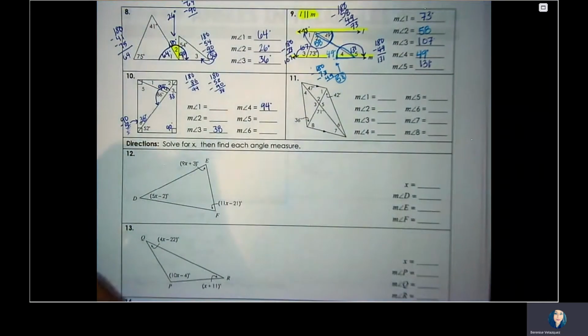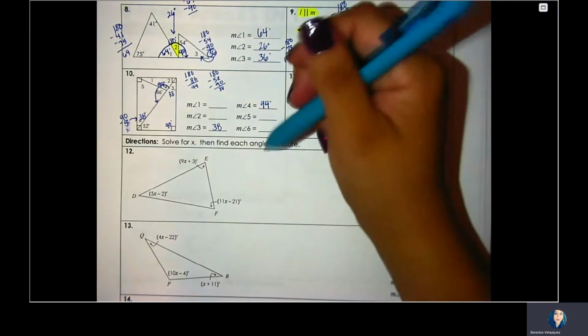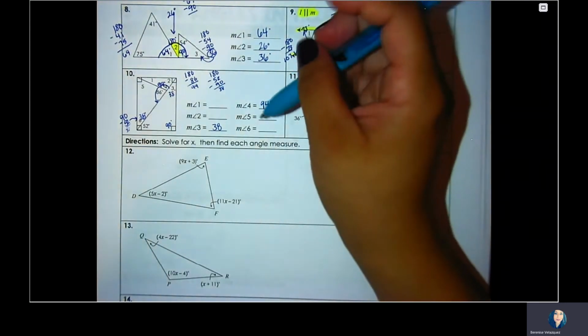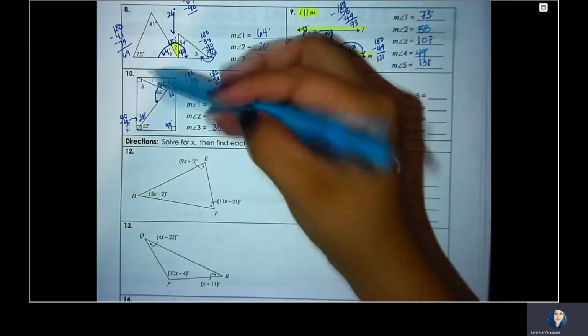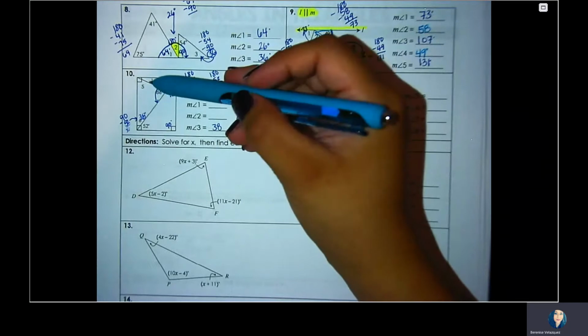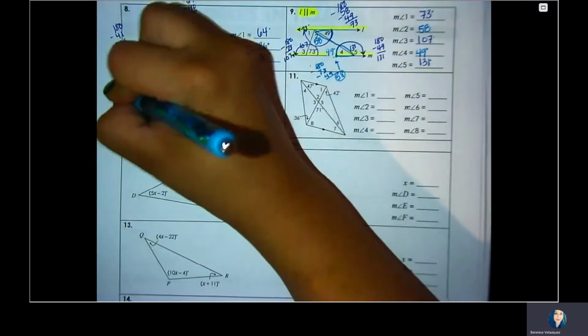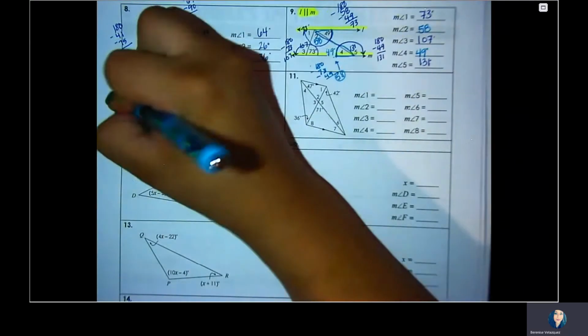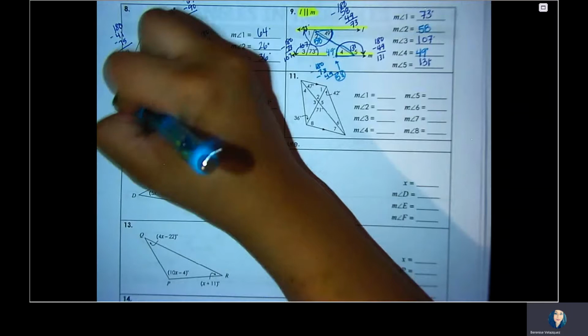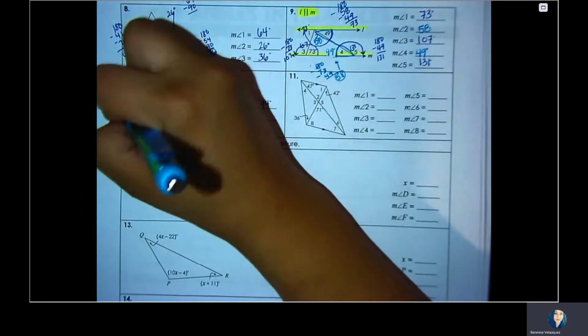Okay, so now that I have 38 there, I can keep going to try to find some of the other answers. So my next one, pen's running out, I'll switch over, will be, let's see, we just found angle 6. I need to write that one in. That one was 38. Okay, so the next one that I can find could be angle 5, because I have 86, I have 38, so to get angle 5, I would do 180 minus 86 minus 38, and that's going to give me angle 5, which is 56.